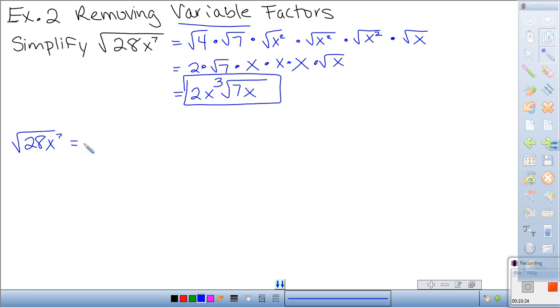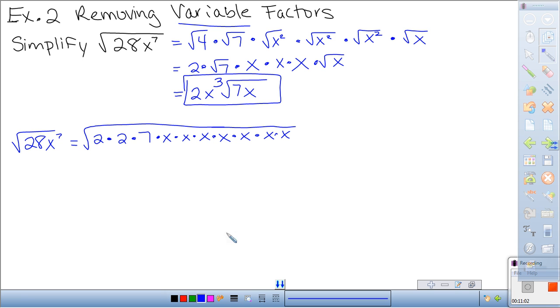again, break down your number into its prime factors. So the square root of 28 would be, you could do 2 times 14. 14 would be 2 times 7. So 2 times 2 is 4 times 7 is 28. And then x to the 7th. So 7 x's: 1, 2, 3, 4, 5, 6, 7.